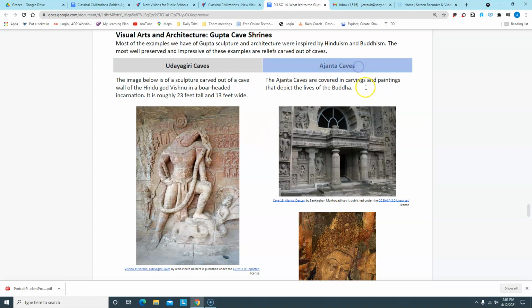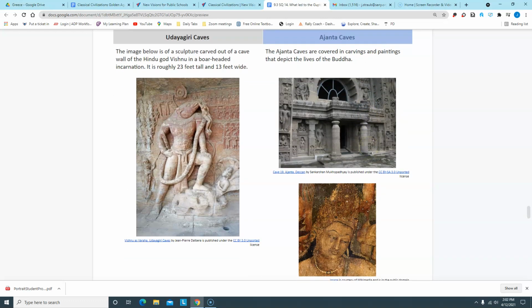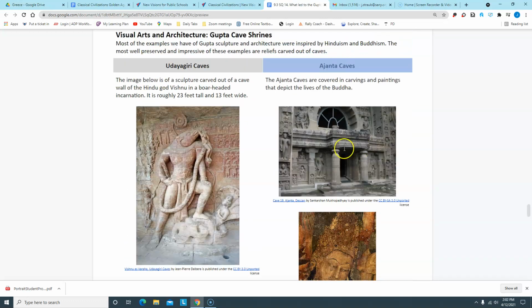These caves are covered in carvings and paintings that depict the lives of the Buddha. So I want you to use this information, go into your Golden Ages chart, so you can pause the Edpuzzle and fill in what you can for visual arts and architecture under Gupta Empire.